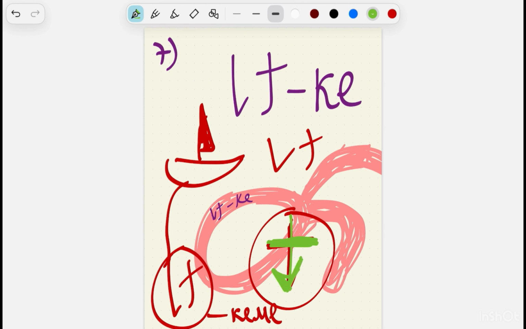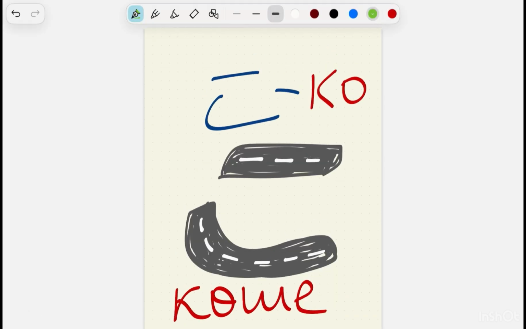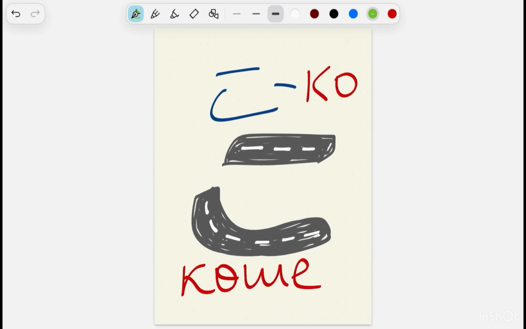So, the next one is ko. It's an easy one because it looks like crochet, right? I even drew it as crochet. So it's ko, crochet.